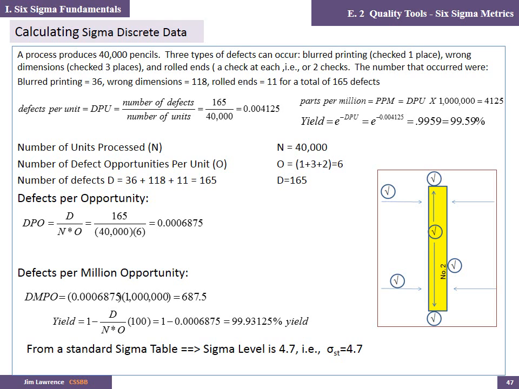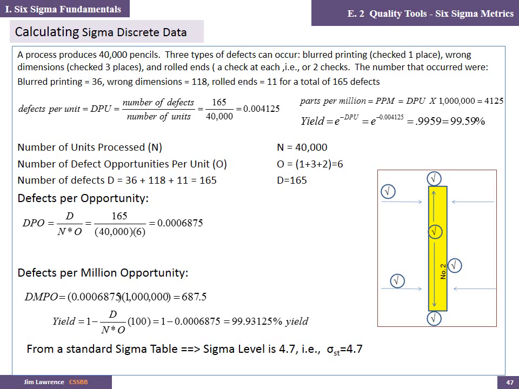So the defects per unit are the number of defects found over the number of units, which is 0.004125. This gives a yield of e to the negative DPU, or 99.59%. Parts per million defects is DPU times a million, or 4,125. Now we can also calculate a sigma value based on defects per opportunity.